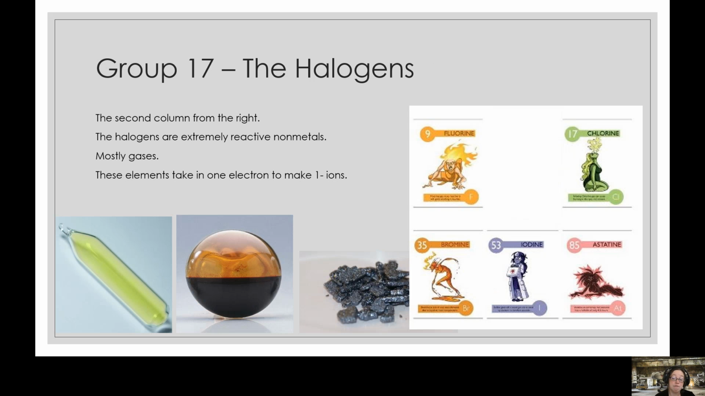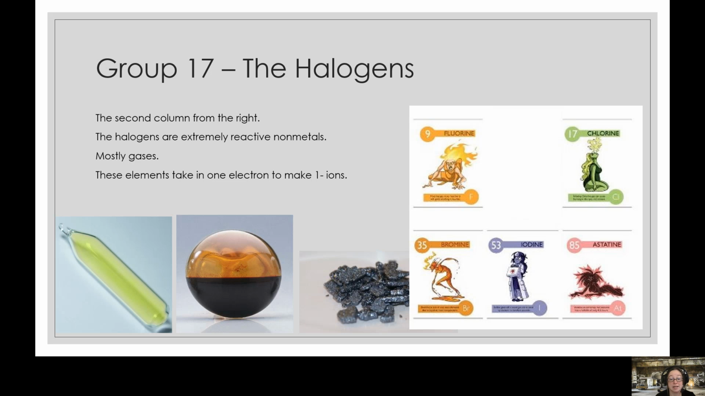Right to the left of those is group 17. That's our halogens. So this is the second column from the right-hand side. They're extremely reactive nonmetals. They're mostly gases. And so these like to take in 1 electron and they make -1 ions. So this is fluorine, chlorine, bromine, iodine, and astatine.